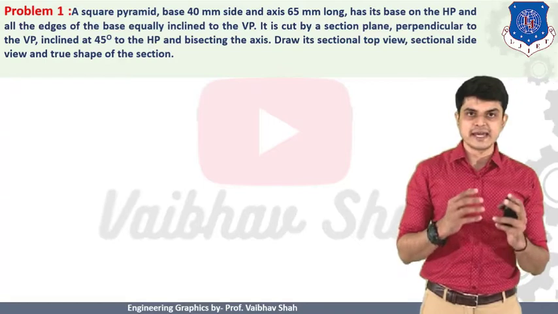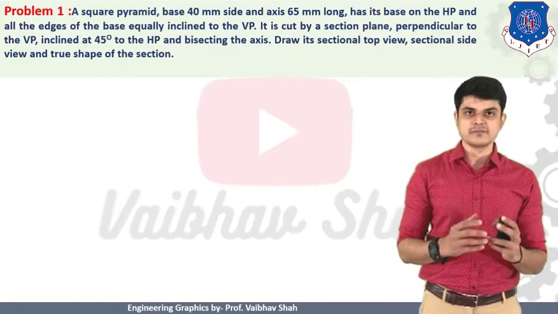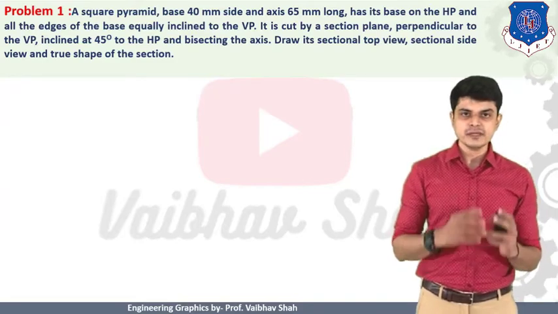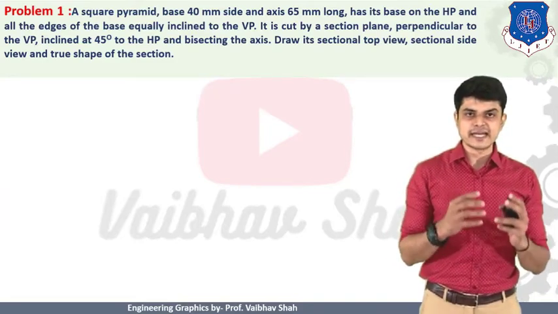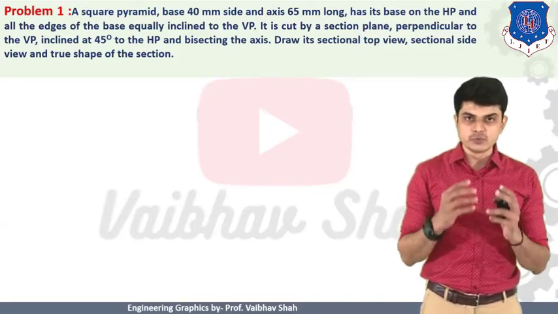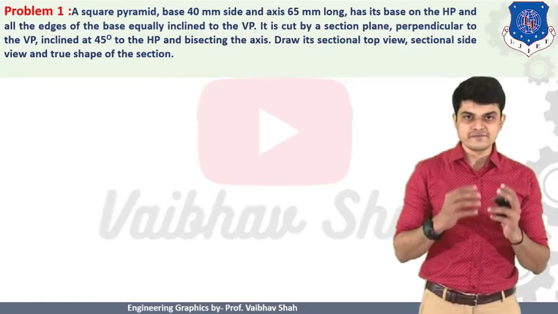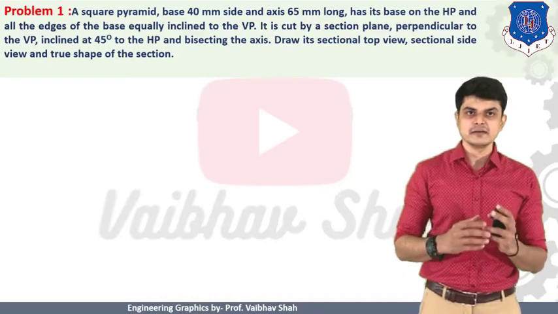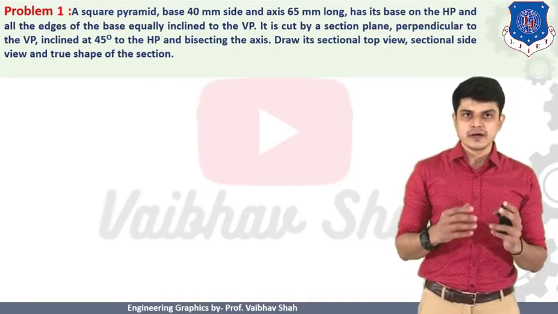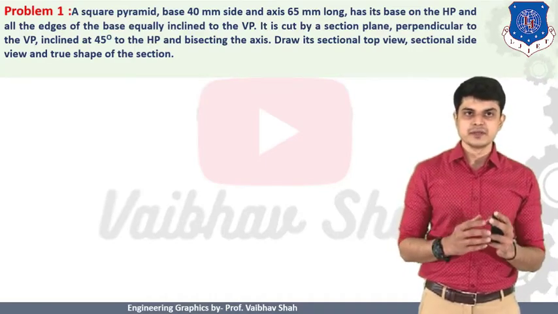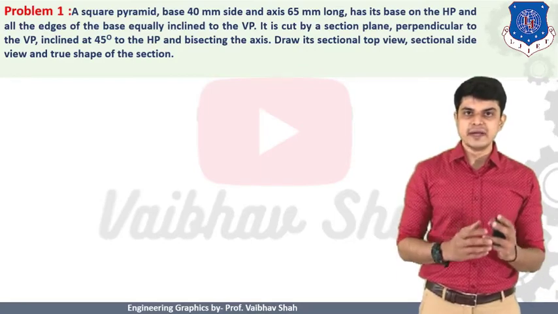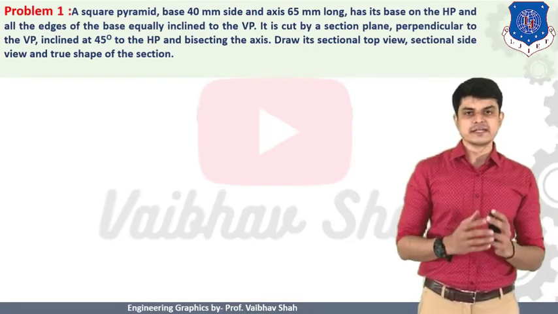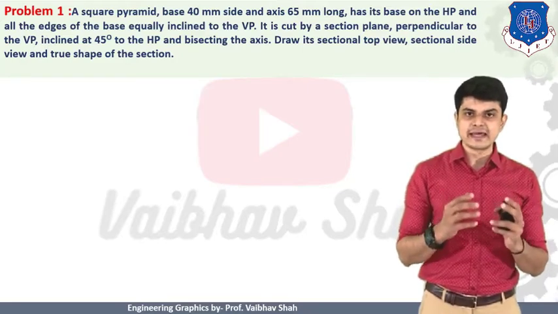as it's based on HP and all the edges of the base are equally inclined to VP. It is cut by a section plane perpendicular to VP and inclined at 45 degree to HP, and bisecting the axis. Draw its sectional top view, sectional side view, and true shape of the section. So this is our data. So let us first analyze the data.